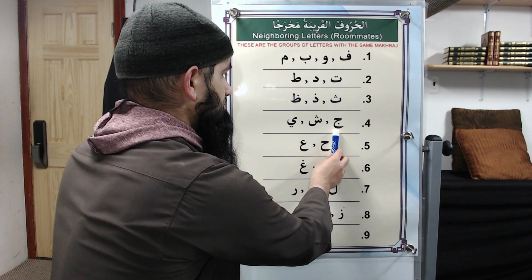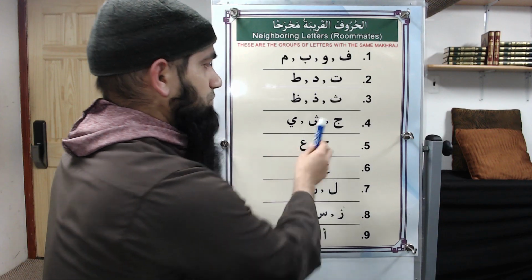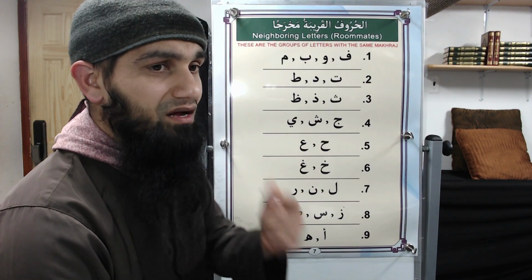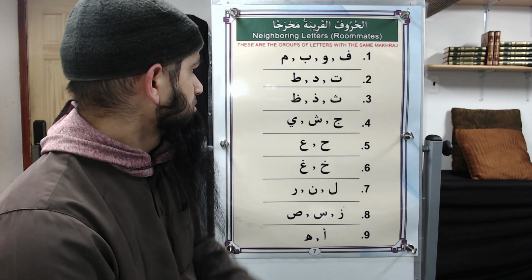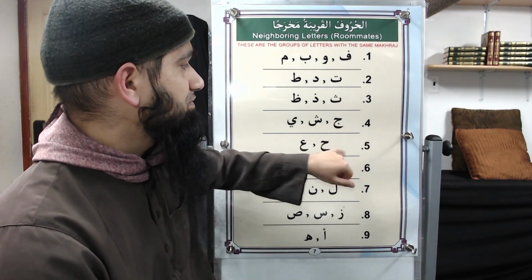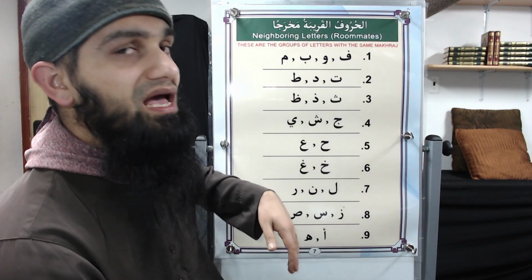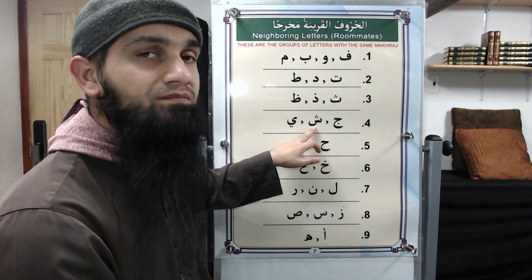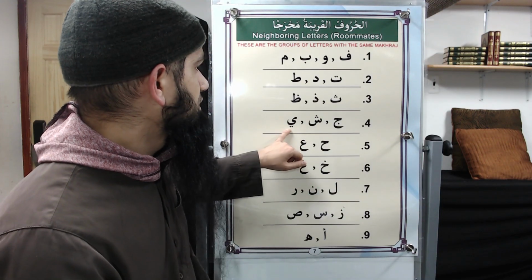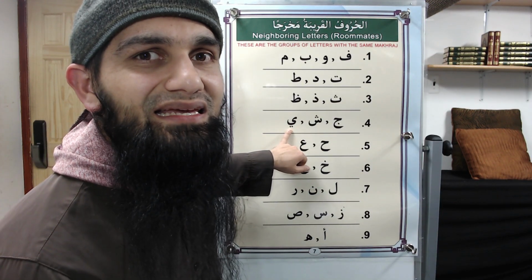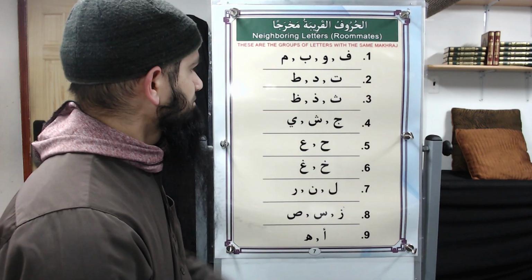Group number 4. Let's pronounce them. Jim, Shin, Ya. Okay, they come from the middle of the tongue against the middle of the upper palate. So let's put the A sound before them. Aj. You see, it touches. Ash. It's tight. Ay. It's much more easy.